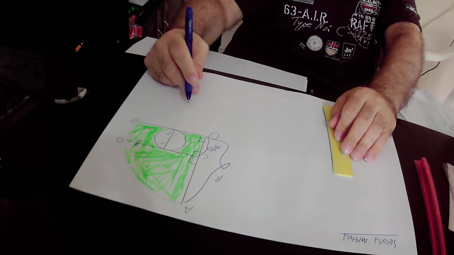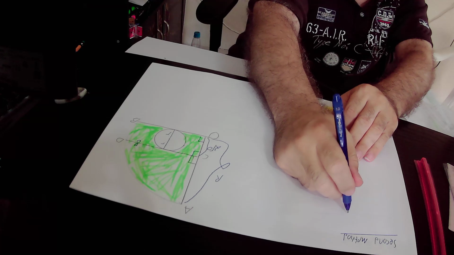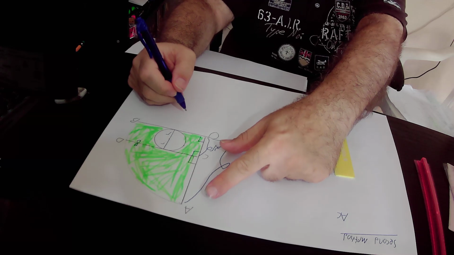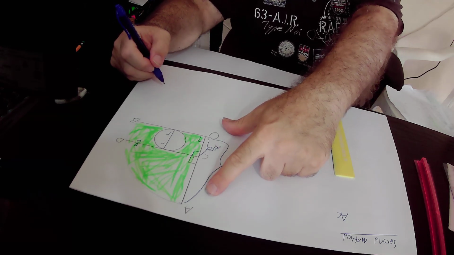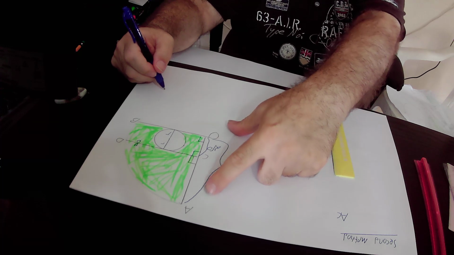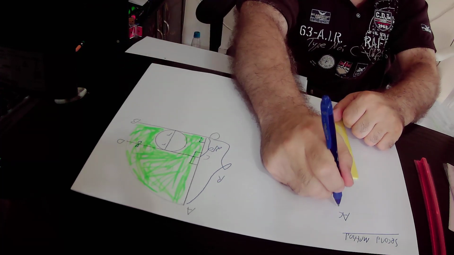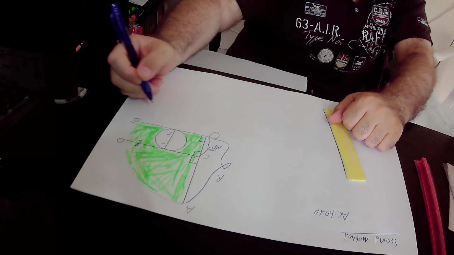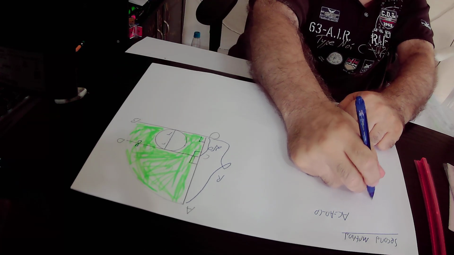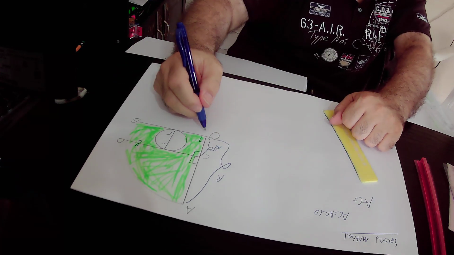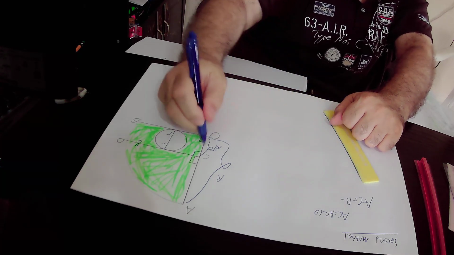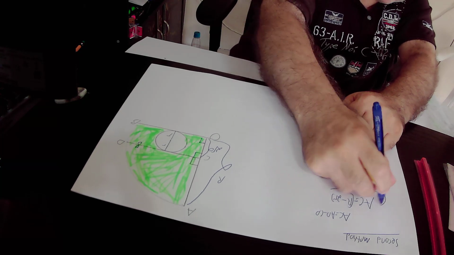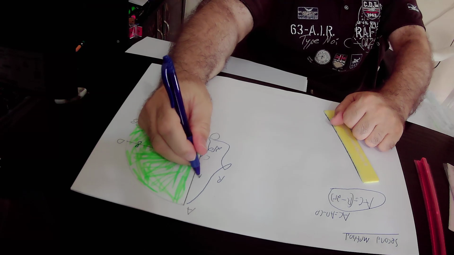What is the value of line segment AC? From the drawing it is very easy to see that AC equals AO minus CO. So AC equals AO, that is capital R, minus CO, that is 2r. So in conclusion, we found out that AC equals capital R minus 2r.